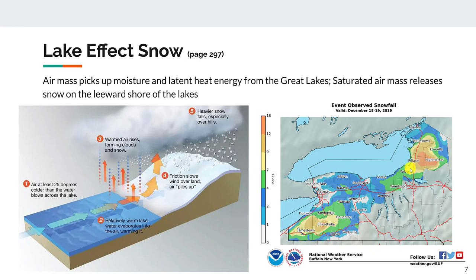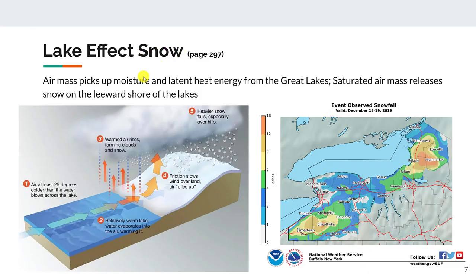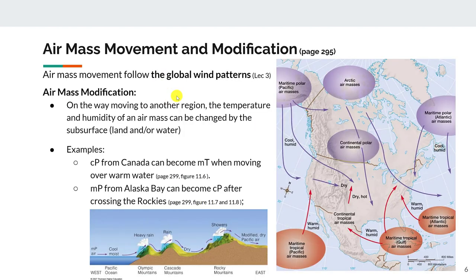So that is why in the winter, on the southeast part of the lake, they will have a lot of snow. That is a fact of life for people living in that area, New York, Buffalo. So that's called lake effect snow. It's related to a very important concept called air mass modification.